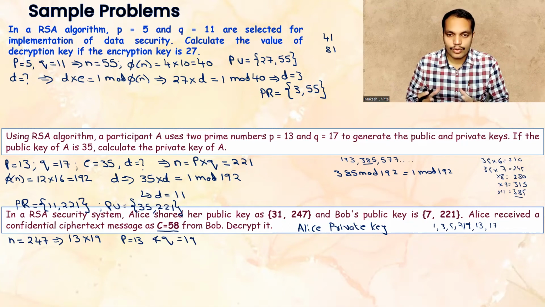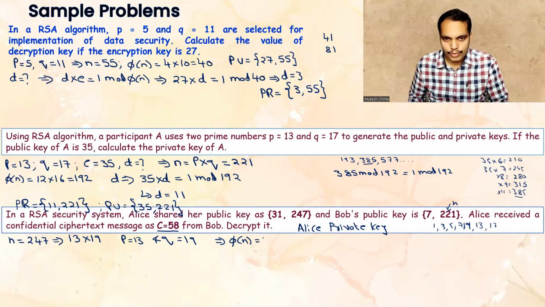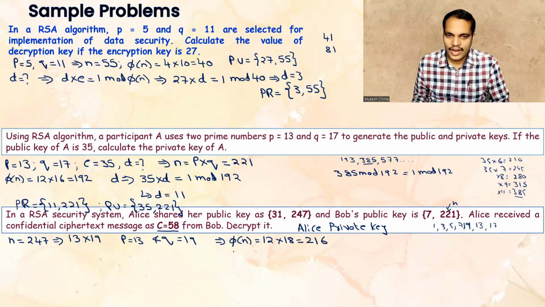Because I'm trying to find out what is Alice's private key. Bob's N is different. We don't need to worry about that. I'm just trying to get the values from here. Once I have P and Q values, immediately I'll find out psi of N. Psi of N is nothing but 12 into 18, which is 216. So I have psi of N. Now I have to find the D value. So for D, what is the E value? E is already given as 31. So 31 into D is equal to 1 mod 216.